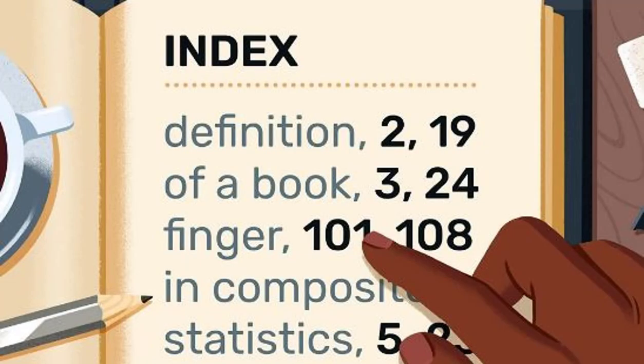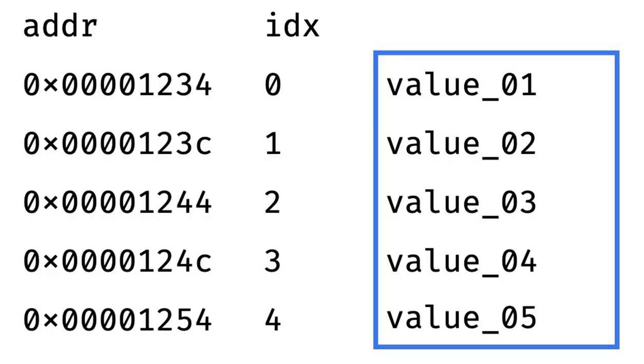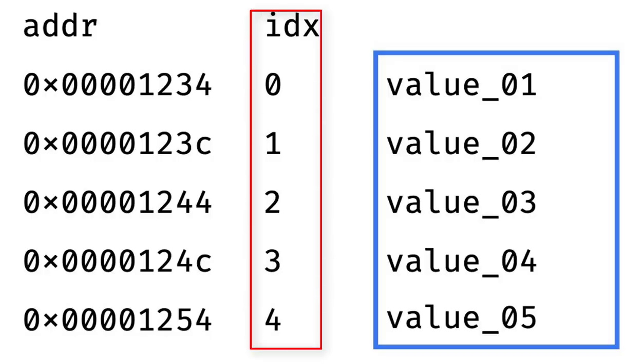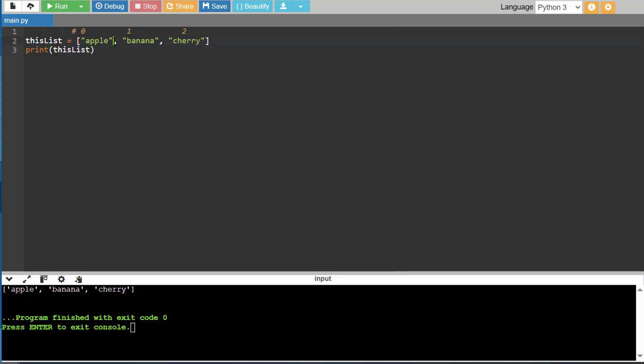Now, an index is similar to that in a book, where you can refer to a book's index to find a word on a specific page. Similarly, in programming, we use the index, in this case in a list, to locate where a specific item is. In this case, apple is located at index 0, banana is located at index 1, cherry is located at index 2, and so forth.